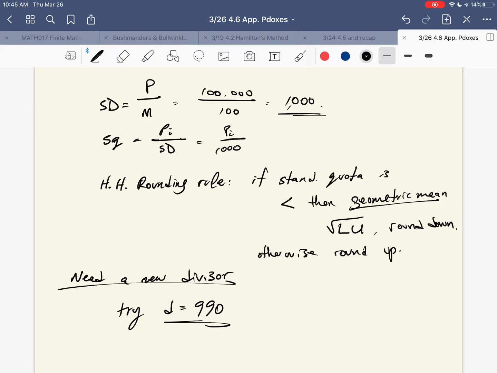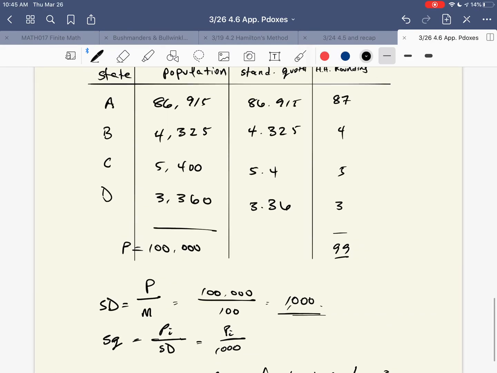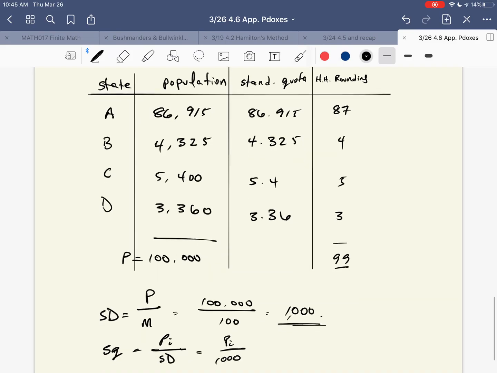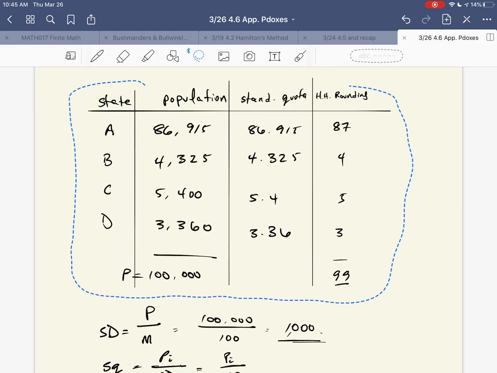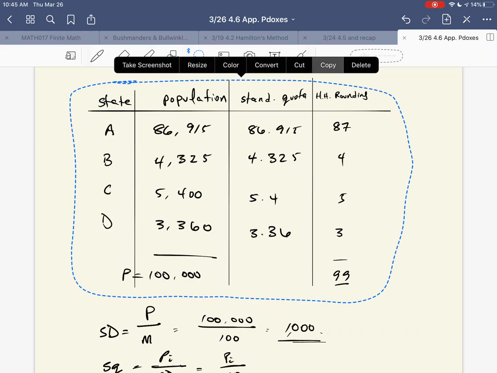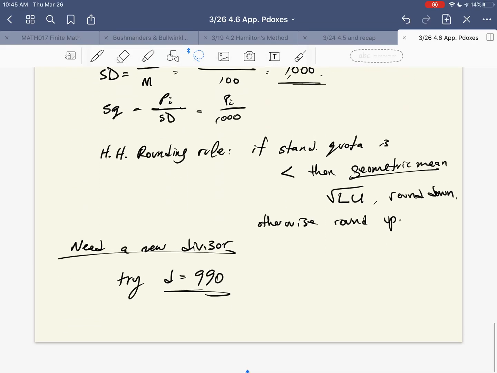And remember, in general, I will give you all of that information. So here, why don't I just copy and paste this table so I don't have to write it all over again. Copy.